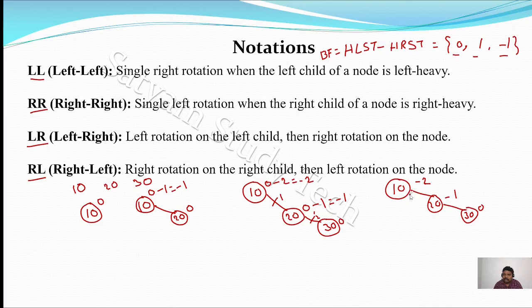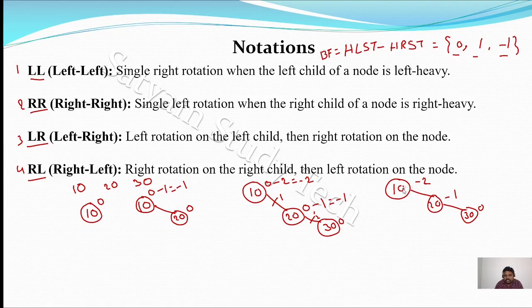So it is not balanced. How to perform the rotations? Then the tree must be converted into a balanced tree. Now here, what type of rotation do you have to apply? These are the 4 rotations you have. So which rotation do you have to apply?